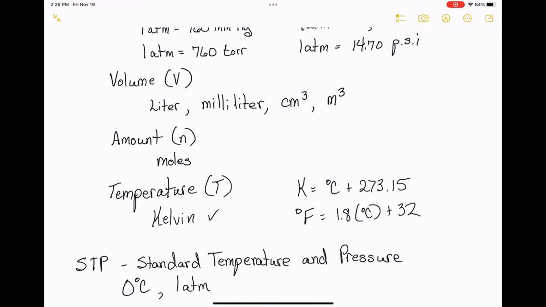In answer to Trevor's question about whether you need to memorize your temperature conversion formulas, the answer is no. They have been on every single test and they will continue to be so. But you do need to memorize the term STP.